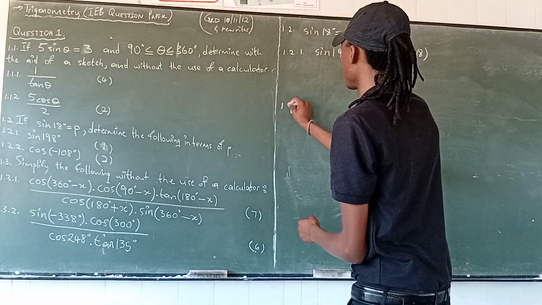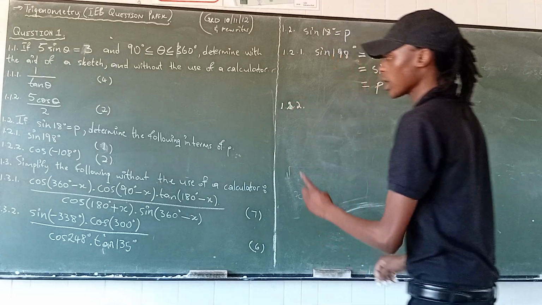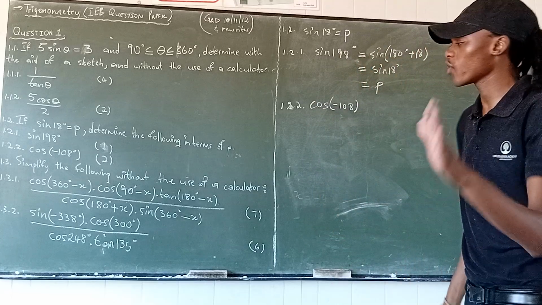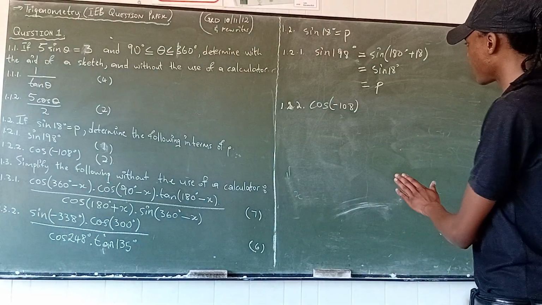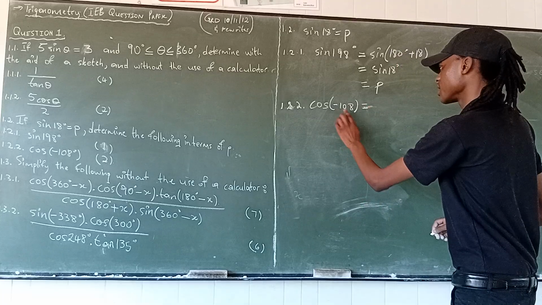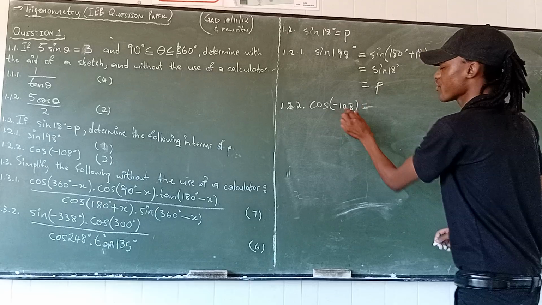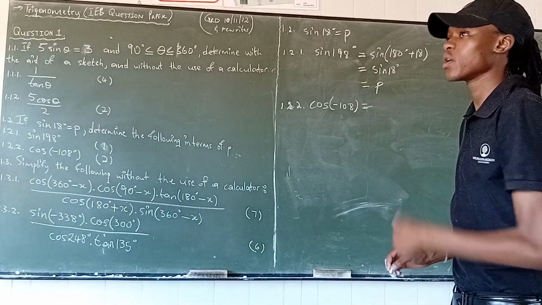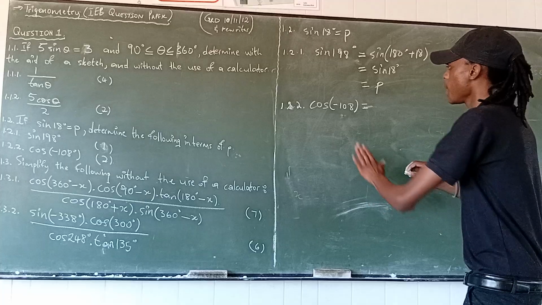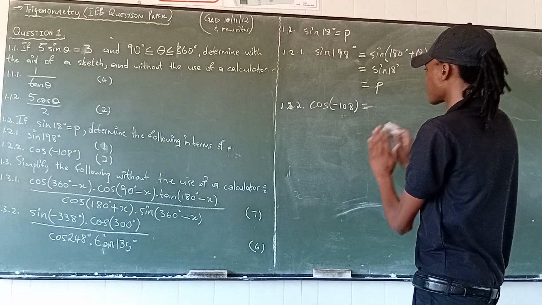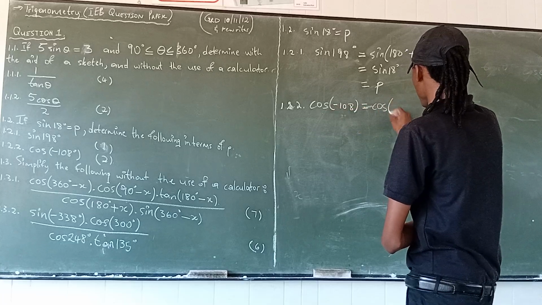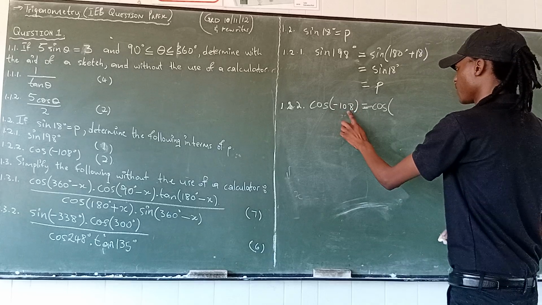Then let us come to 1.2.2. We are given cos of a negative angle. Before we go any further, bear in mind that the cos of a negative angle is found in the fourth quadrant, because on the fourth quadrant you also have a negative angle. But how do we go about this one? Alright, this is what is going to happen. We're just going to say cos of, now we're having a negative angle, but it's fine.